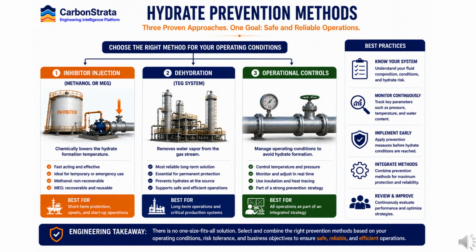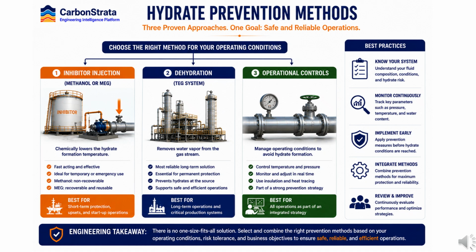The second method is dehydration, most commonly using TEG systems. By removing water vapor from the gas stream, dehydration eliminates one of the essential ingredients required for hydrate formation. This is often the preferred long-term solution for continuous operations. The third approach is operational control. By managing pressure and temperature, applying insulation or heat tracing, and continuously monitoring operating conditions, engineers can keep the system outside the hydrate formation region.